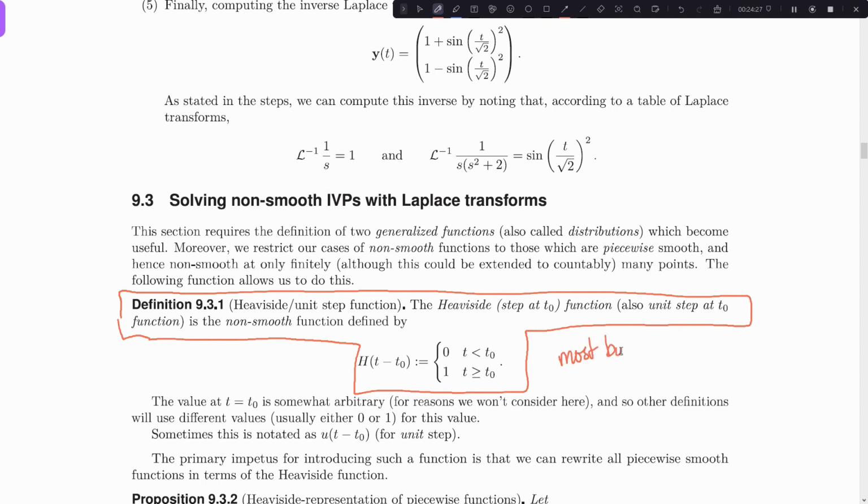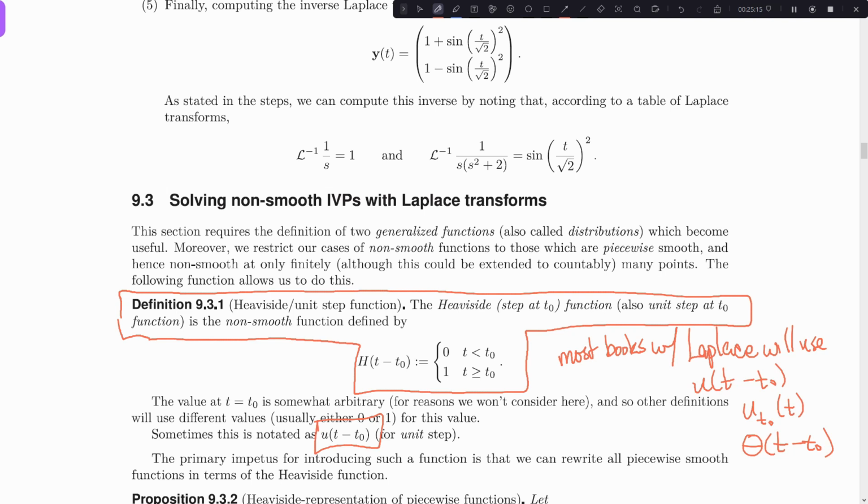Most books with Laplace will use u of t minus t naught, or even u sub t naught of t. And there I put it there, and they'll use that for unit step instead. And then if you get into PDE territory, they like to say Heaviside instead. So just be aware that you can use either of these. The Wolfram language uses Heaviside theta, because sometimes it gets used as theta of t minus t naught. So a lot of these things are interchangeable, and there's not really a common notation here. So we just have to be slightly aware of it.